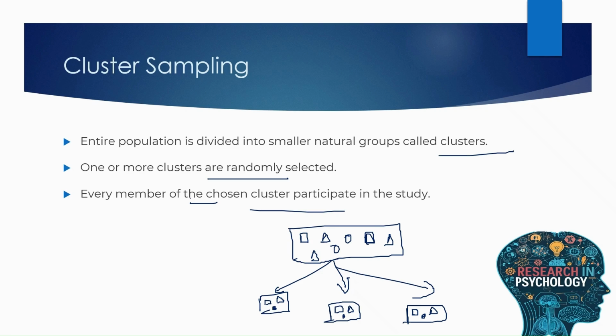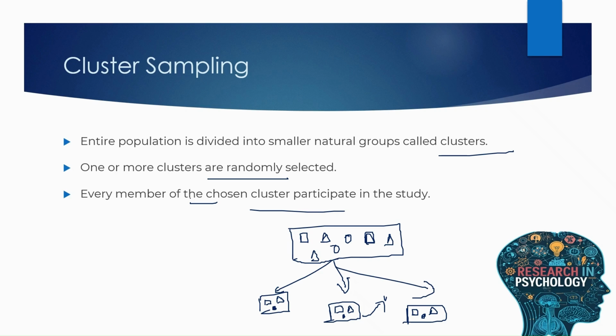So in stratified sampling, what did we do? We again chose individuals randomly from the strata. Here, the whole cluster is chosen and every single member in the cluster will be participating in the study. Hope you understood the difference between cluster sampling and stratified sampling. In stratified sampling, one stratum will have all squares, another all triangles, another all circles. In cluster sampling, my cluster will have all three: square, triangle and circle.